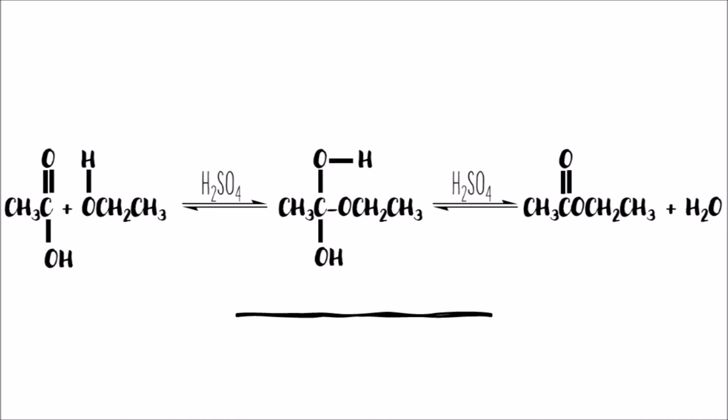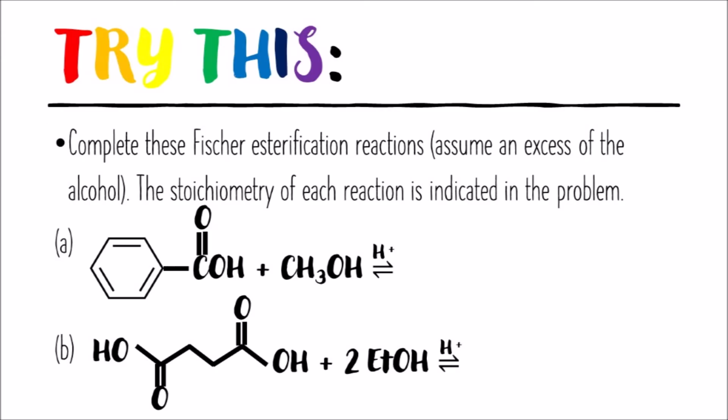In the next example, the alcohol adds to the carbonyl group of the carboxylic acid to form a tetrahedral carbonyl addition intermediate. In the case of Fischer esterification, the intermediate loses a molecule of water to give the ester. Acid-catalyzed esterification is reversible, and at equilibrium, the quantities of the remaining carboxylic acid and alcohol are generally appreciable. Now pause the video and try solving these problems.